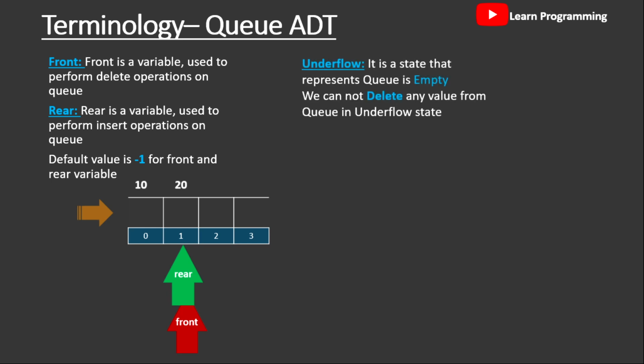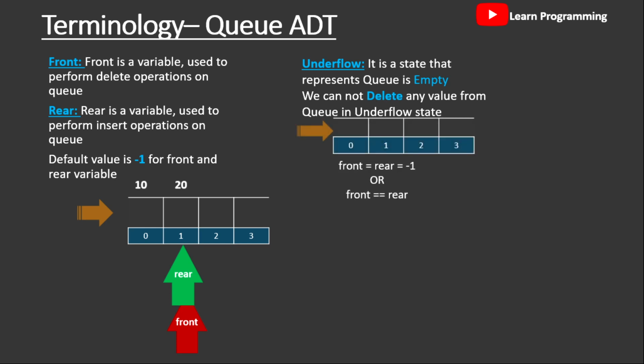Now we will discuss the terminology underflow. As we saw already in the stack data structure, underflow is a state which represents that the queue is completely empty. And we all know that when the queue is empty, we cannot perform any delete operation on the queue. Let us see that pictorially. Here you can see that the queue is completely empty, and the front position and rear position are -1.